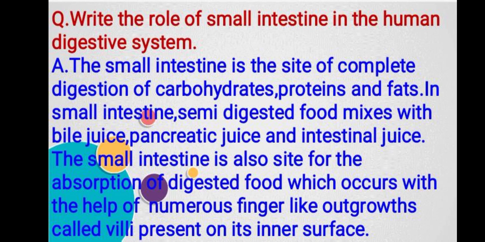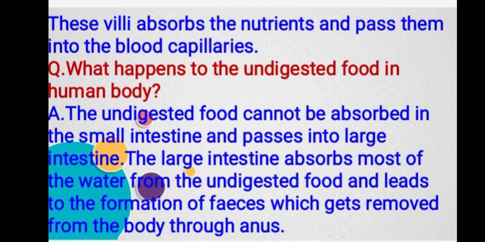The small intestine is also site for the absorption of digested food, which occurs with the help of numerous finger-like outgrowths called villi present on its inner surface. These villi absorb the nutrients and pass them into the blood capillaries.